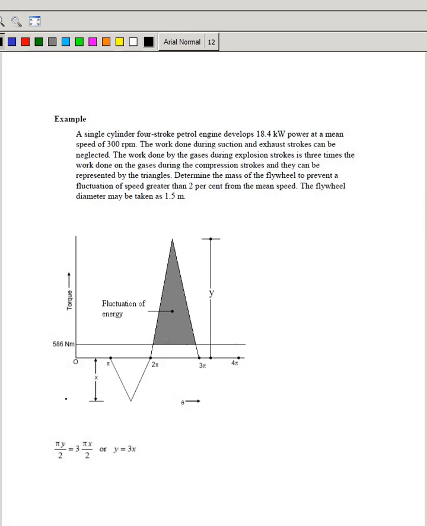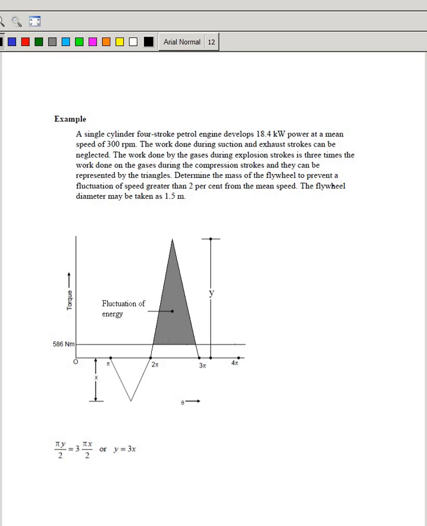So this is the next example. A single cylinder 4-stroke petrol engine develops 18.4 kilowatt power at a mean speed of 300 rpm. The work done during the suction and exhaust strokes can be neglected. The work done by the gases during explosion strokes is 3 times the work done on the gases during the compression strokes, and they can be represented by triangles.